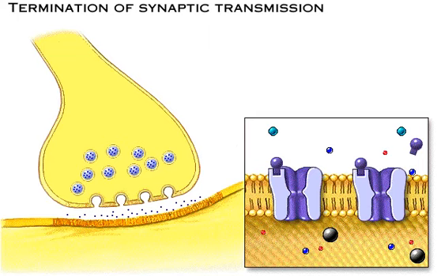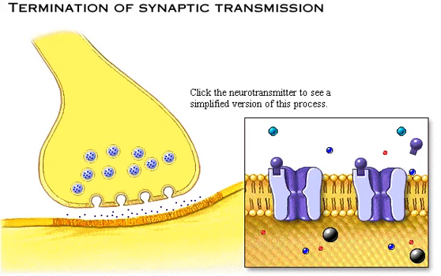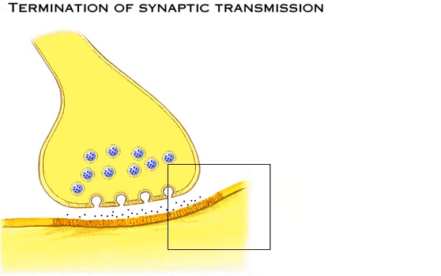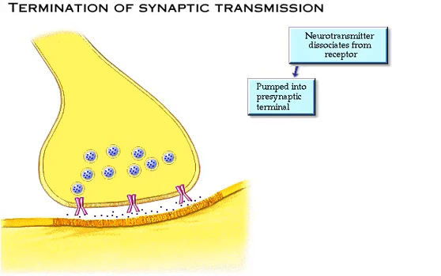Synaptic transmission ends when the neurotransmitter dissociates from the receptor and is removed from the synaptic cleft. Click the neurotransmitter to see a simplified version of this process. Most often, the neurotransmitter is pumped back into the presynaptic terminal or into nearby glial cells. Here we illustrate the neurotransmitter glutamate being pumped back into the presynaptic terminal.